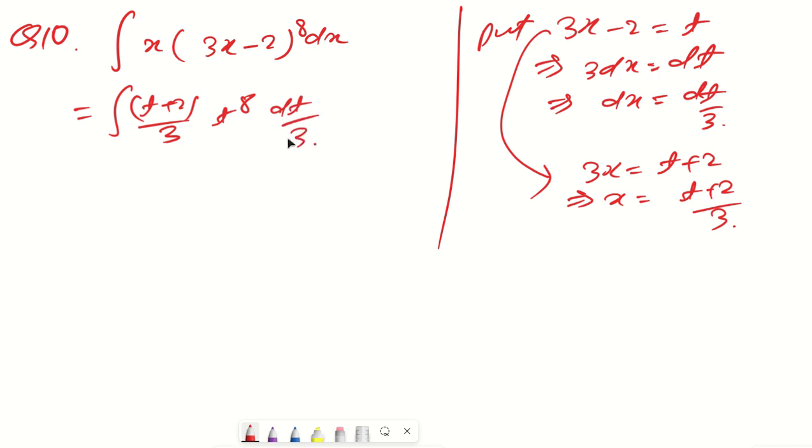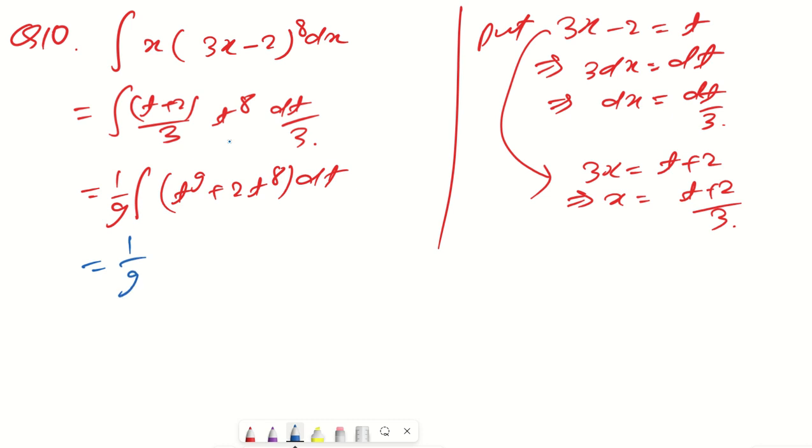Okay, so 3 3s are 9, so I can write it down now as 1 by 9 integration of, see, we have t plus 2 into t to the power 8, so that can be written as t to the power 9 plus 2t to the power 8. Now it is very simple. We can write it down as 1 by 9 into the integration of this term. So integration of t to the power 9 is t to the power 10 by 10, plus 2 into t to the power 9 by 9, plus some constant c, right?